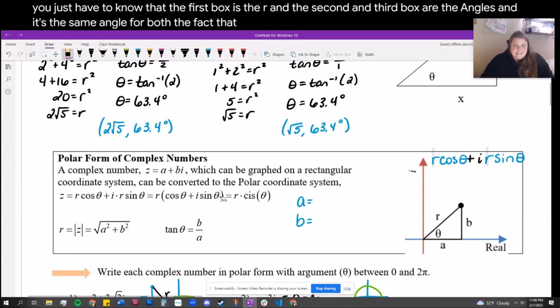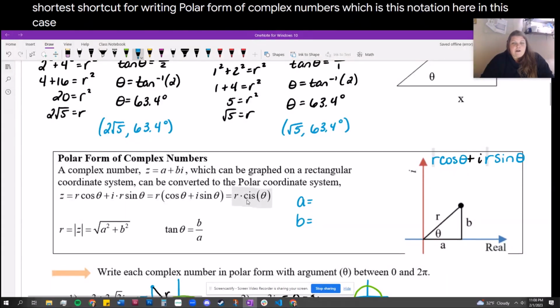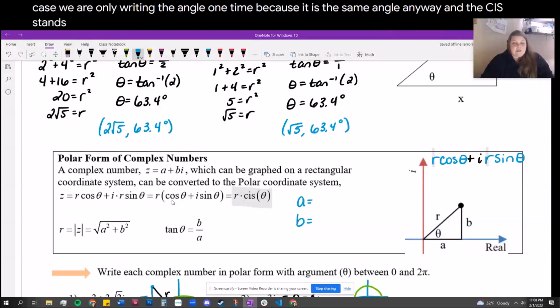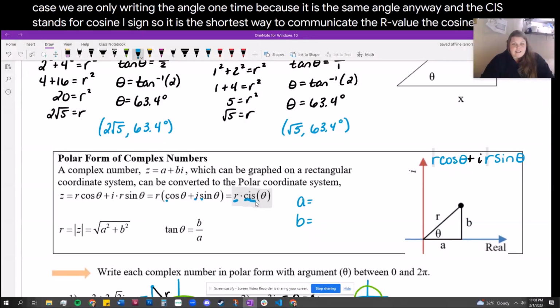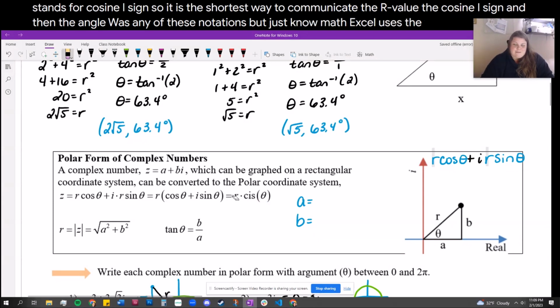And it's the same angle for both. The fact that that is the same angle is actually what leads us to the shortest shortcut for writing polar form of complex numbers, which is this notation here. In this case, we are only writing the angle one time because it is the same angle anyway, and the CIS stands for cosine I sine. So it is the shortest way to communicate the r value, the cosine I sine, and then the angle. So you are welcome to use any of these notations, but just know MathXL uses the one in the middle.